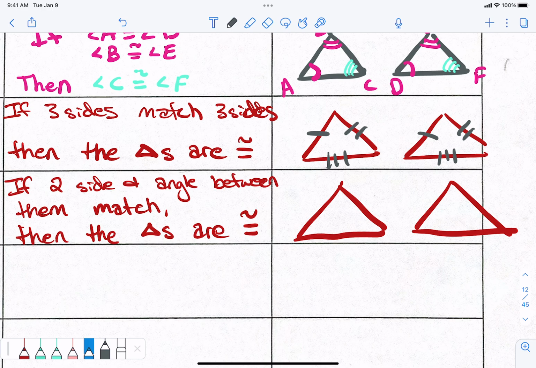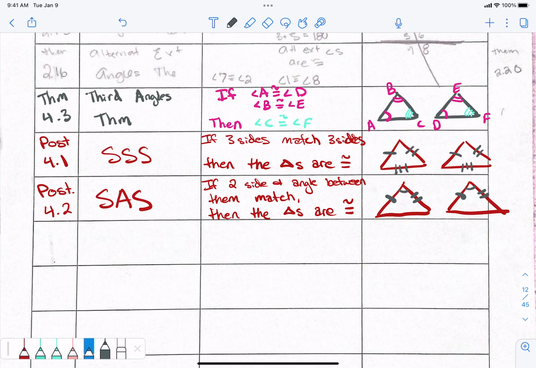Let's say this side matches this one, and this side matches this one. Which angle has to be the same? The top one, right? It has to be the angle in between those 2 sides. So in order for that to be side, angle, side, it has to be that top angle. Make sense? Those are the 2 things that we're writing down on our green sheet.